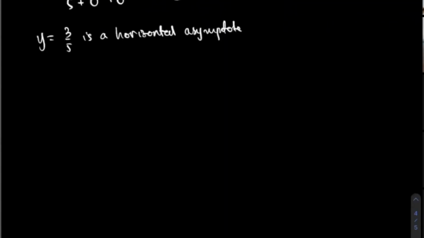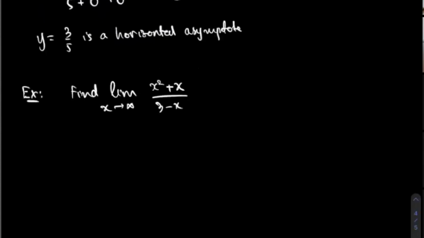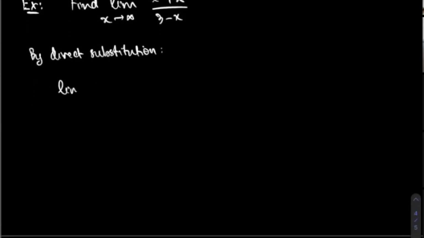So sometimes you may not be able to find the horizontal asymptotes. For example, in this case, find the limit of x squared plus x over 3 minus x as x goes to positive infinity. So you do the same thing by direct substitution. You have the limit of x squared plus x over 3 minus x as x goes to infinity. So what you have is positive infinity in the numerator and negative infinity in the denominator, right? So this is still an indeterminate form.